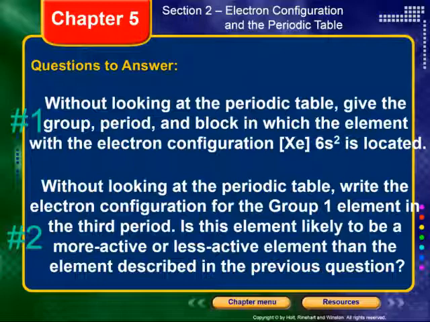Now, at the end of this lecture, I want you to be able to answer these 2 types of questions. Right? We're not going to do this right now. We're going to do it at the end. But without looking at the periodic table, I want you to be able to give the group, period, and block in which the element with the electron configuration xenon 6s2 is located.